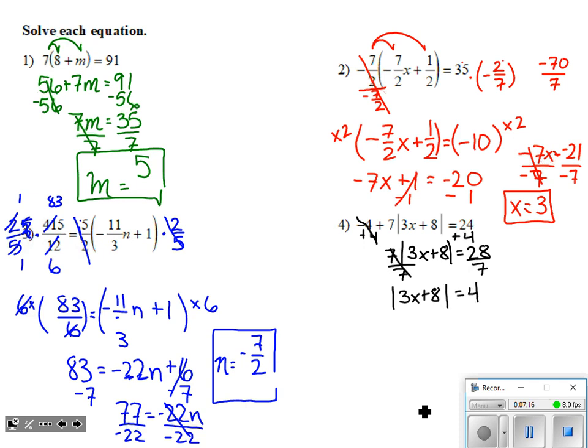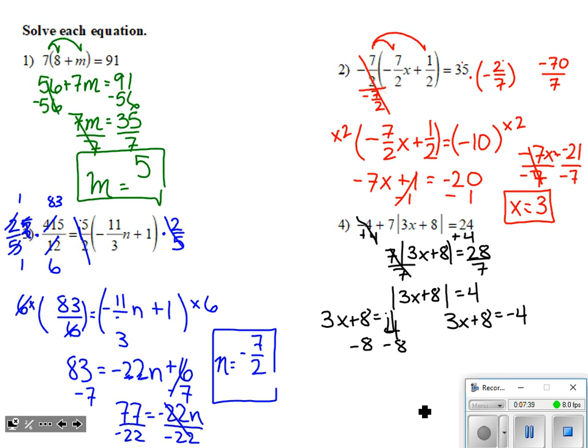All right, and then just a quick check. Is this an absolute value that has 2 solutions or no solutions? And taking a quick look, that absolute value is equal to a positive number, so that means I've got 2 solutions. I need to set up those 2 equations. What's inside could equal a positive 4, or what's inside could equal a negative 4.